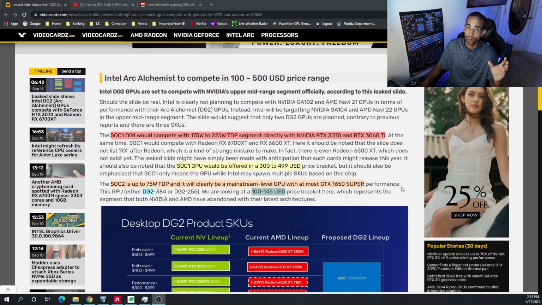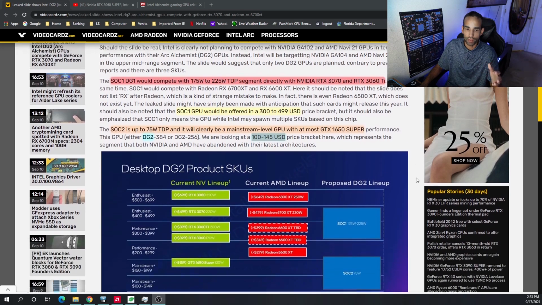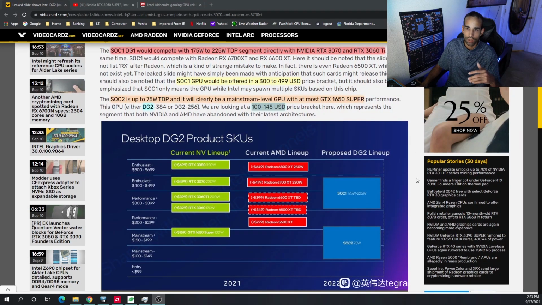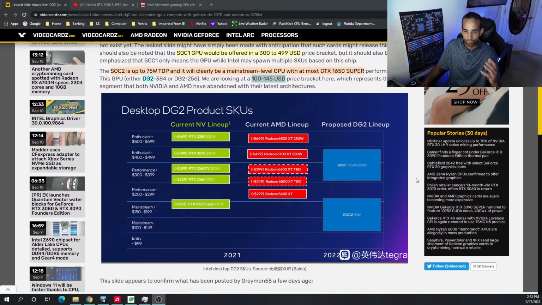But as I go through this pricing, take it with a huge grain of salt considering current market conditions. On the lower mainstream card, expecting a 75 watt TDP, which is going to be putting it in the arena of the 1650 Super, with pricing around $100 to $150. Again, huge grain of salt.